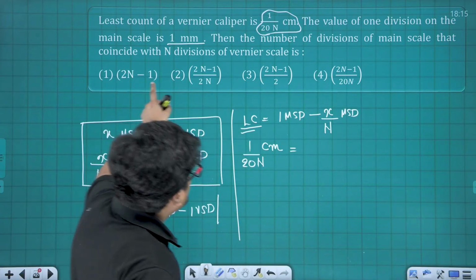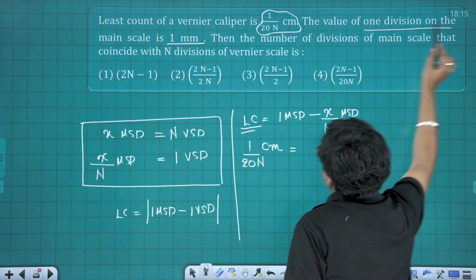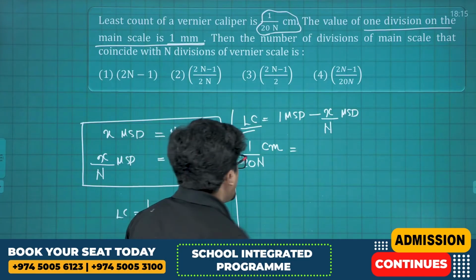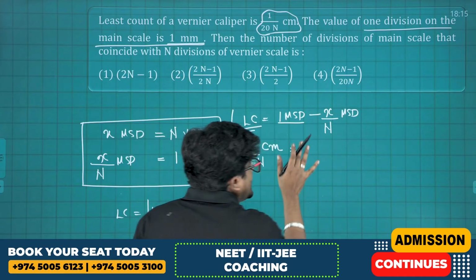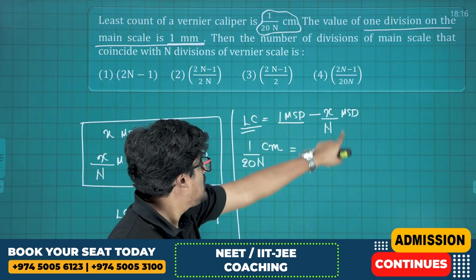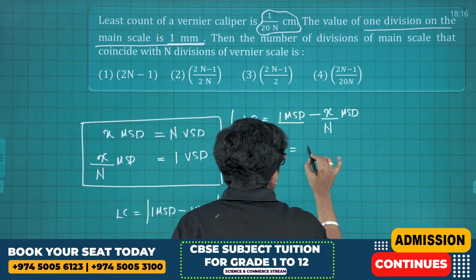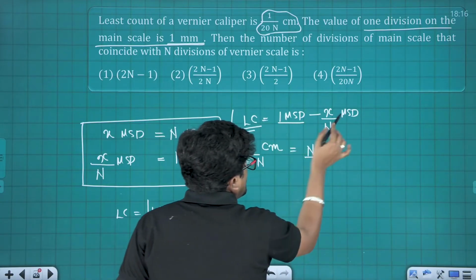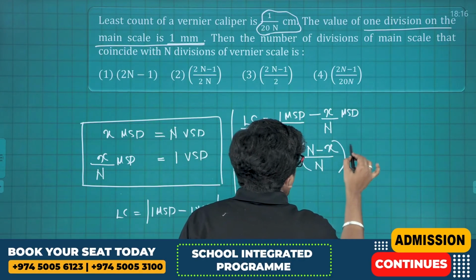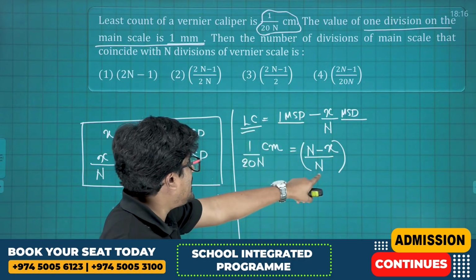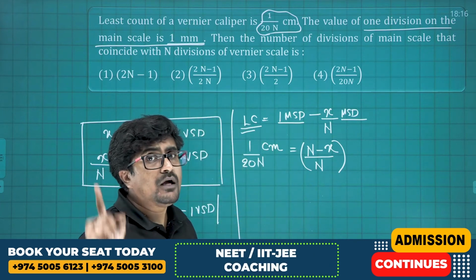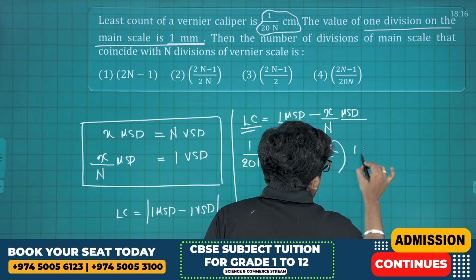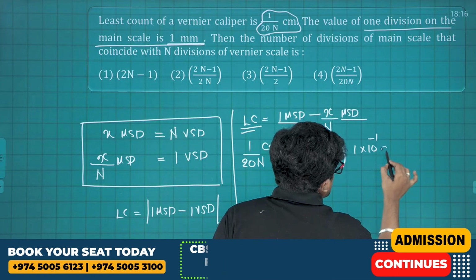Now, what about 1 MSD? 1 MSD is equal to 1 millimeter. Here this is 1 millimeter. What I am going to do is connect this term now. Here this is going to be capital N minus x, all divided by n. That means n into 1 minus x into 1 MSD. 1 MSD is common here, and what is 1 MSD? It is 1 millimeter. So 1 millimeter I can write as 1 into 10 to the power minus 1 centimeter.